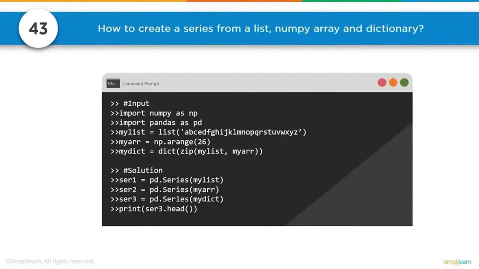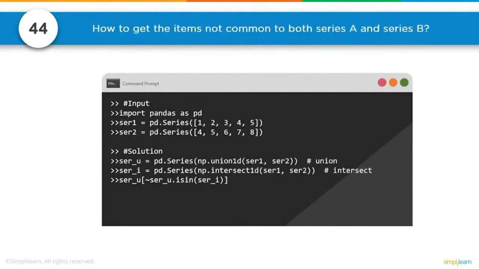My dictionary will create a dictionary with zip, my list, my arguments. So I'll just use the NumPy array we just created, my array, to go into the dictionary. And the solution is simple with pd.Series(my list), pd.Series(my array), pd.Series(my dictionary). So it's all about knowing the dot, capital S-E-R-I-E-S. Don't forget that capitalization.